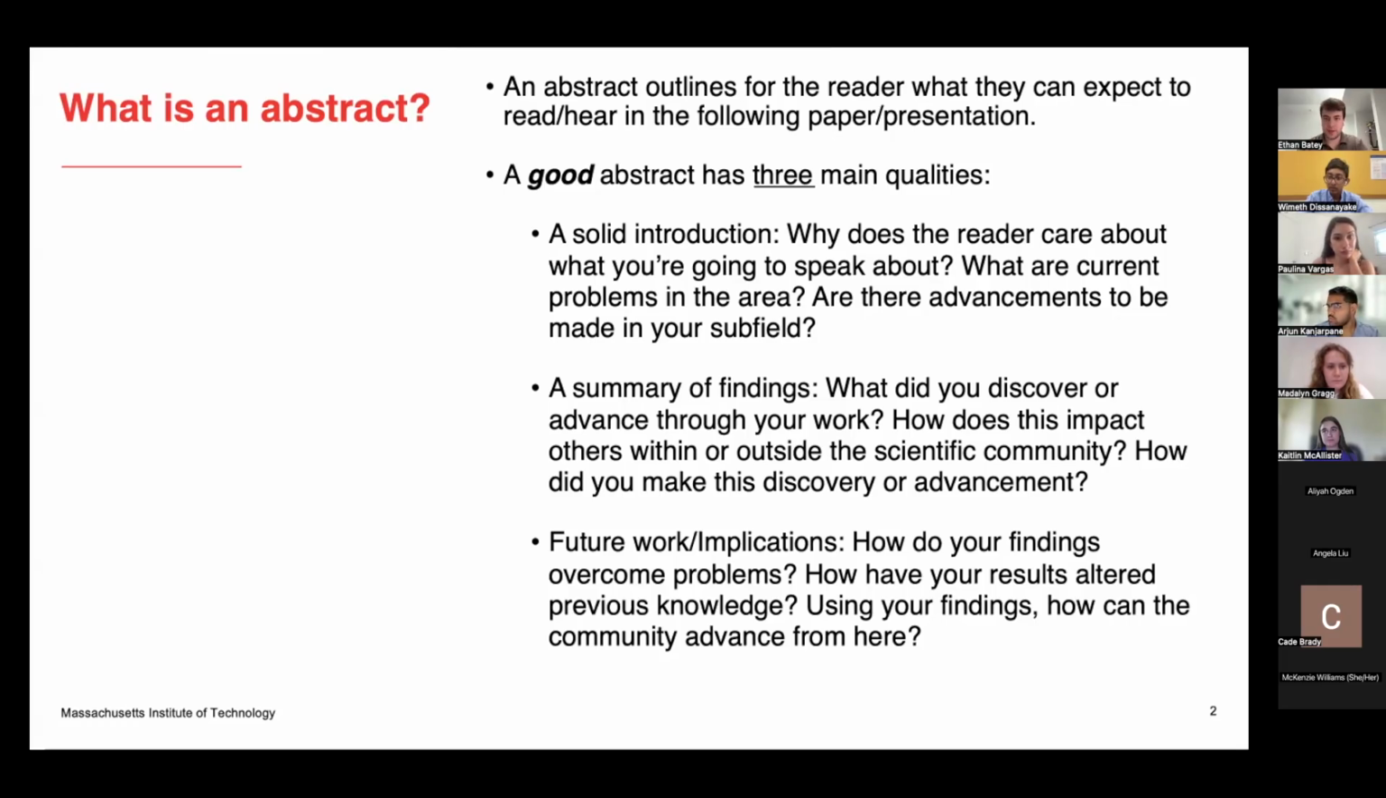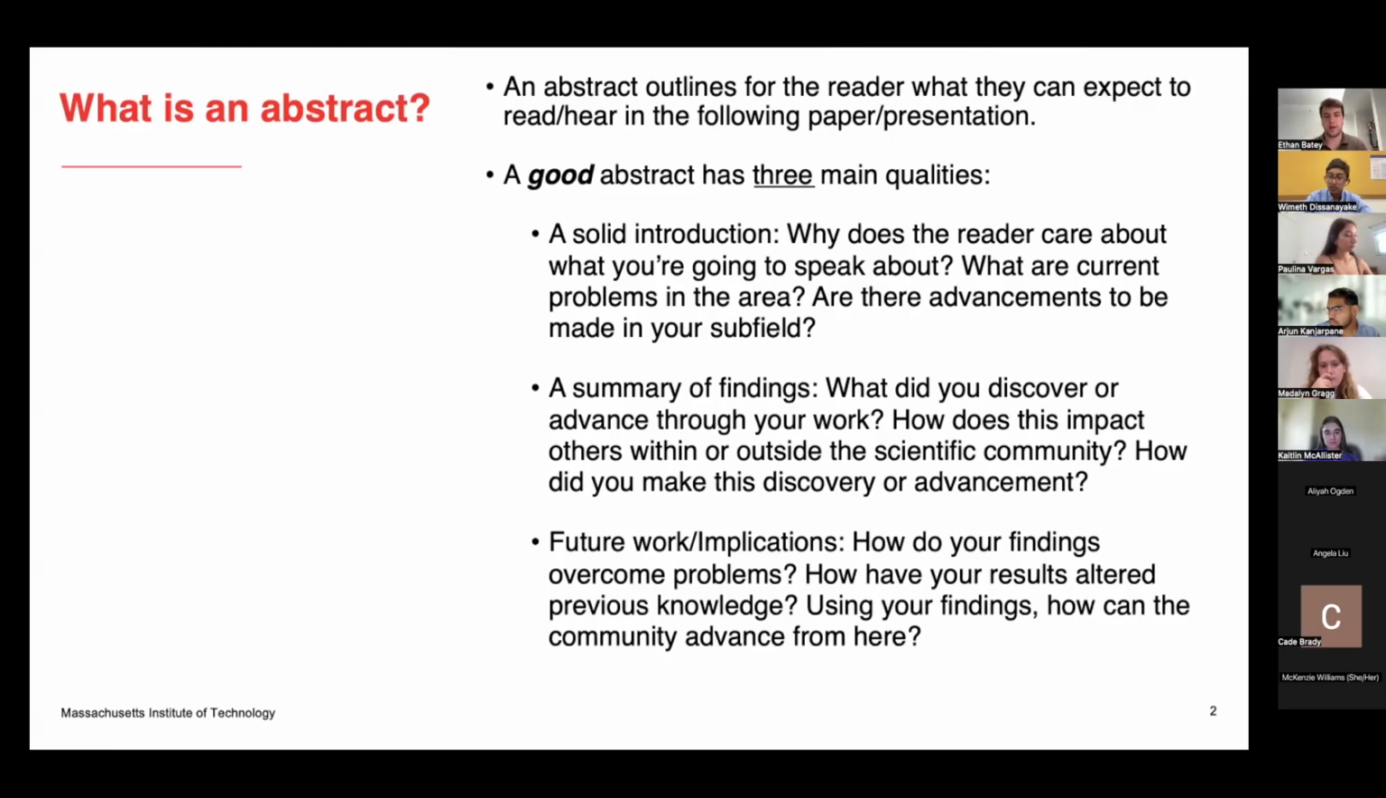And then you want to have an implication section. This is, in my opinion, the most important part. It kind of draws back to the introduction again. So, in the introduction, you've talked about how this type of work is important. In your summary of findings, you said, we discovered this new thing, we made this new thing, and this is briefly how we did it. And then the implications, it kind of goes back to, okay, how does this solve the original problem? How does this advance what we first talked about in the introduction?